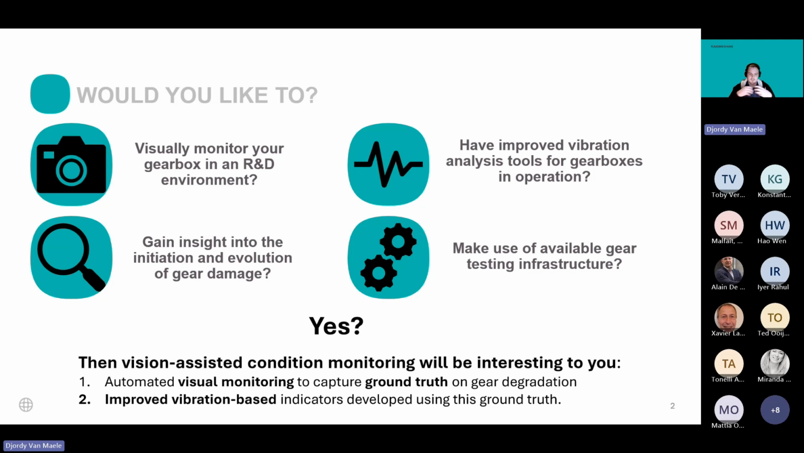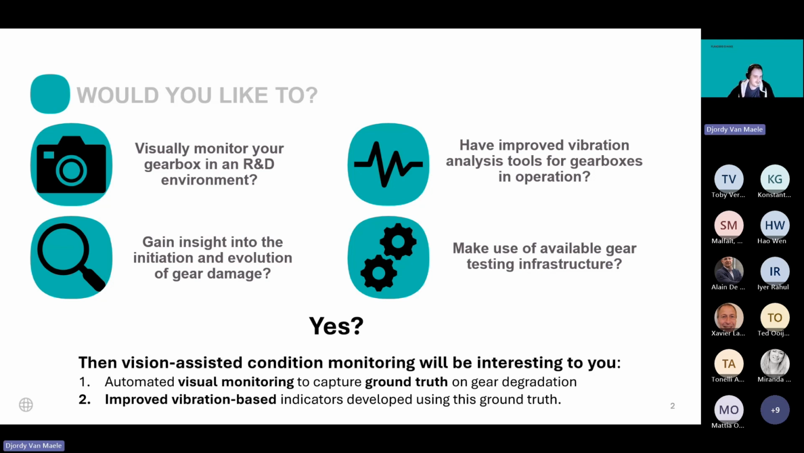Or finally, would you like to make use of the available gear testing infrastructure that will be presented during this presentation? If the answer is yes to any of these questions, then vision-assisted condition monitoring might be interesting to you. What is it? It's an automated visual monitoring tool to capture the ground truth, so the real information on gear degradation in situ, and secondly, the improved vibration-based indicators that are developed using this insight from the vision system.